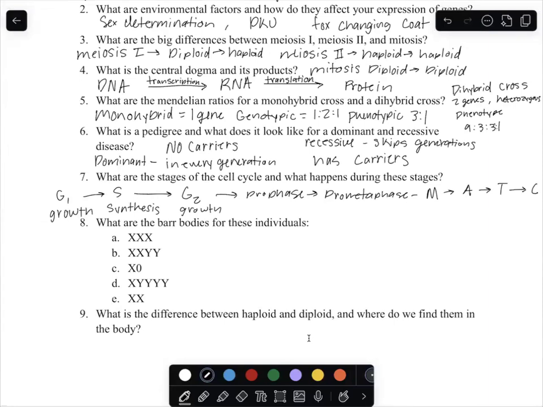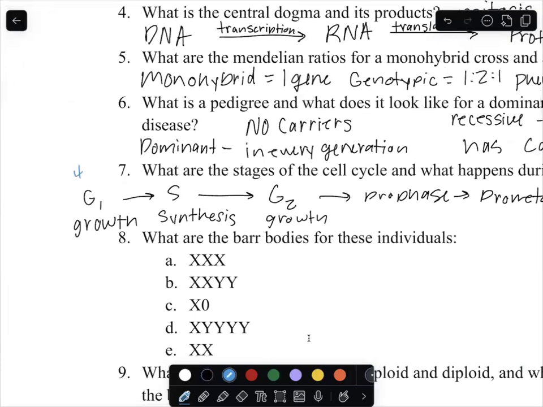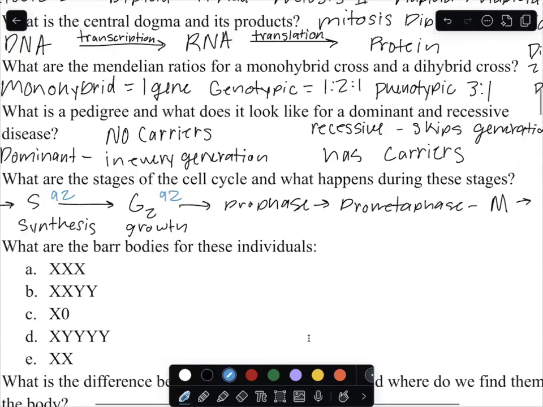So, one thing that I kind of want to go over is what happens during these stages, but using the number of chromosomes in each stage. So let's say we have 46 chromosomes. Okay. And then in the S phase, remember that we're synthesizing the DNA. We're making copies, right? So here we would have 92. And then we would keep on having 92 because we're just growing.